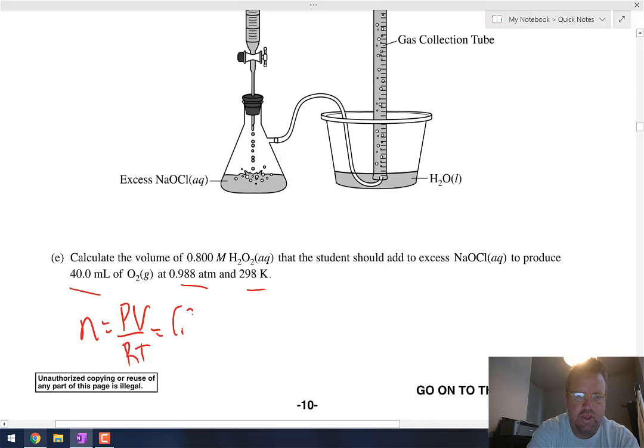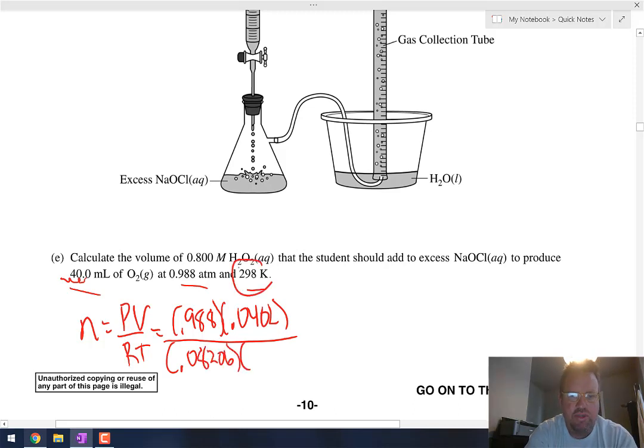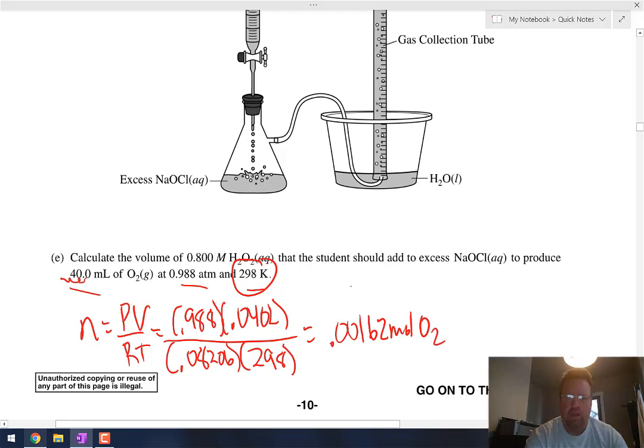The pressure is 0.988. The volume is 0.040 liters, moving that decimal point 3 spaces to the left to get to liters. R is 0.08206. And the temperature is, of course, 298. We divide, we multiply, we divide, and I got 0.00162 moles of O2. You did get 1 point for that answer. That is not your final answer, but if you got that far, you got a point.